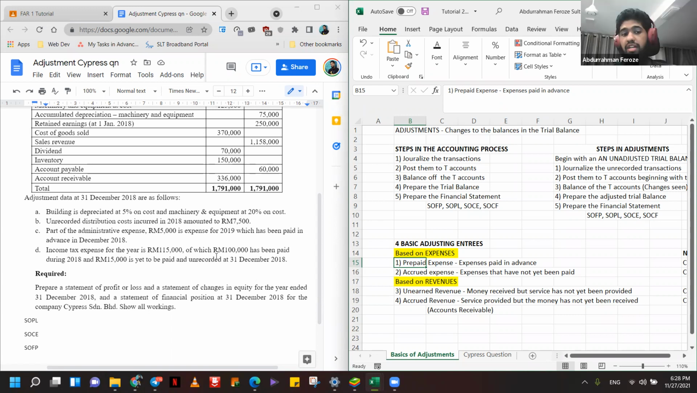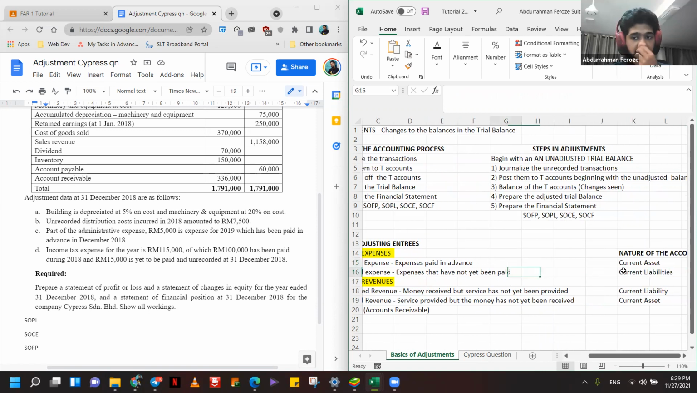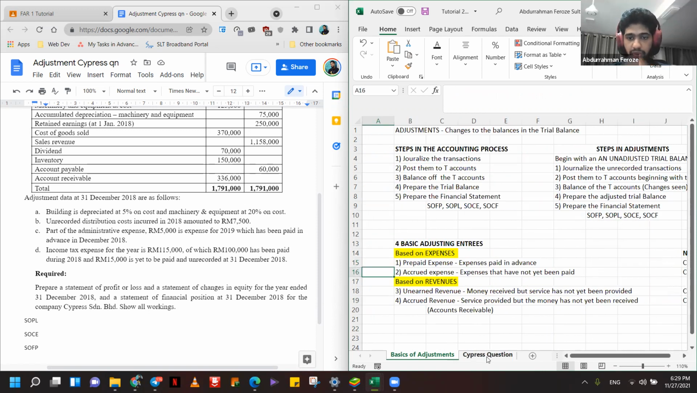No, it's an accrued expense, right? Because the expense is 115,000, only 100,000 has been paid, 15,000 has not been paid. And that is unrecorded at the end of this. So it is an accrued expense. The expenses that have not yet been paid is just there in the definition. So this is an accrued expense, and an accrued expense is a current liability, right?